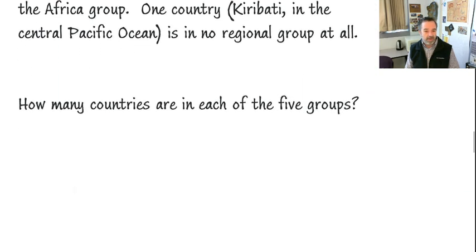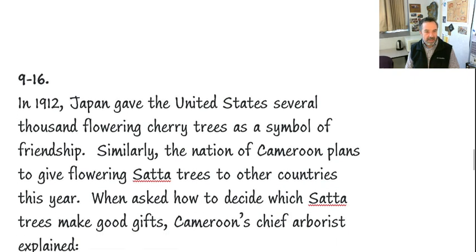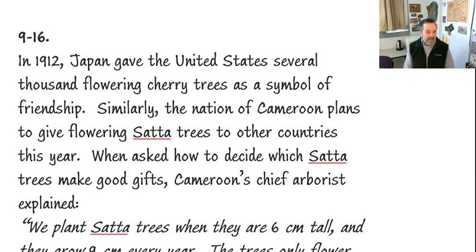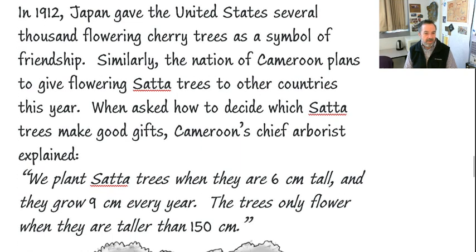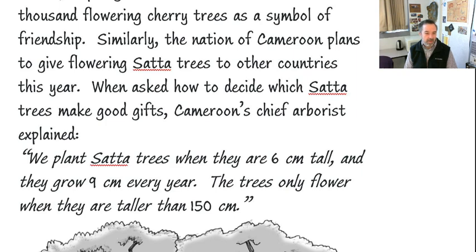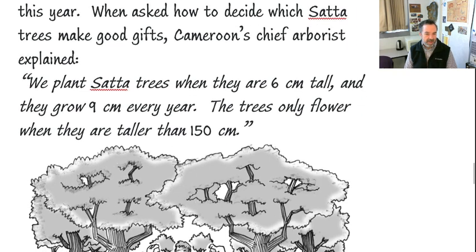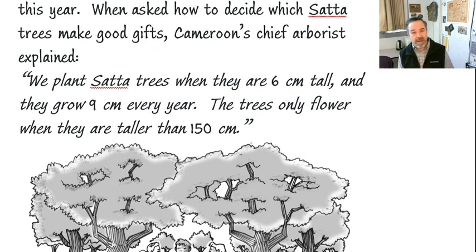The other problem that we're doing is problem 16, and we'll look at this as well. In 1912, Japan gave the United States several thousand flowering cherry trees as a symbol of friendship. Similarly, the nation of Cameroon plans to give flowering sada trees to other countries this year. When asked to decide which sada trees make good gifts, Cameroon's chief arborist explained, "We plant sada trees when they are 6 centimeters tall, and they grow 9 centimeters every year. The trees only flower when they are taller than 150 centimeters." Okay, something to keep coming back to and reading.